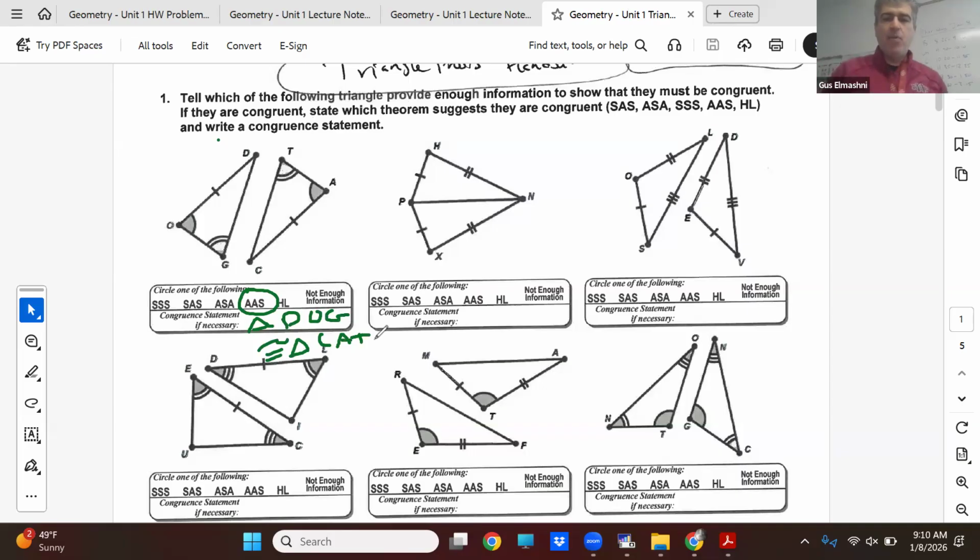Okay. What about the second one? SSS. Yep, because PN is shared. So triangle NHP is congruent to triangle NXP. Okay. This one's pretty obvious. What do you guys say for that one? Yep. Side, side, side. Triangle SOL, which is an acronym for, you know what, I don't have to say out loud.